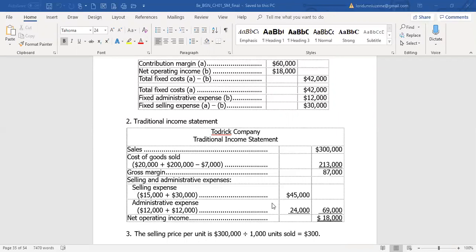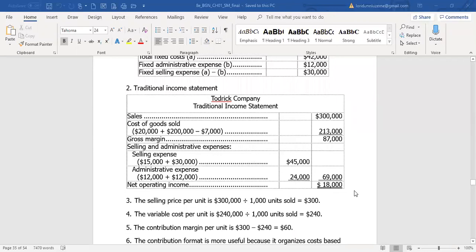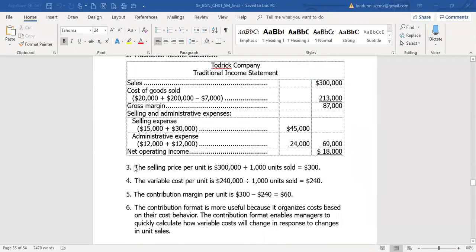In number 3, calculate the selling price per unit. Well, we know our selling price is $300,000. I'm sorry, our sales are $300,000. And that was when we sold 1,000 units. So if we divide those 1,000 units into 300,000, that gives us our selling price per unit, or per, we were saying coffee cups. That's a very expensive coffee cup, right?